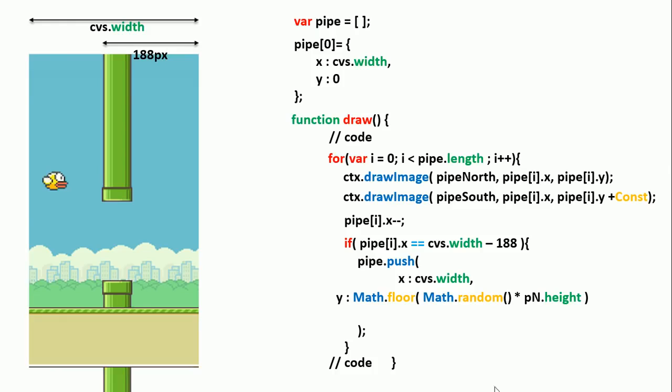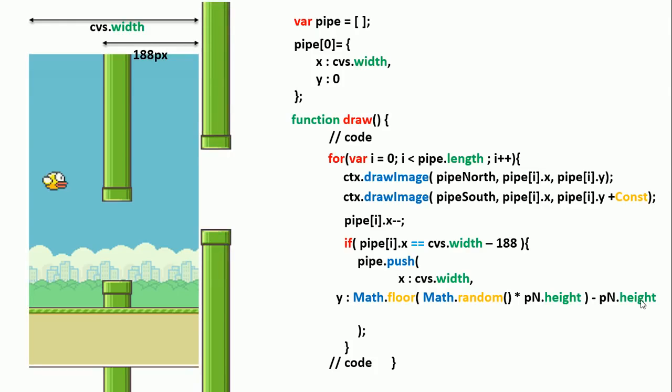So now we will get 0 if Math.random returns 0, and we will get pipeNorth.height if Math.random returns 1. And then we say minus the pipeNorth.height. So in this case we will get numbers between 0 and minus the pipe height. And so then we'll get new pipes, for example, right here, and so on. When these pipes reach this position, we will push new coordinates to our pipe array.